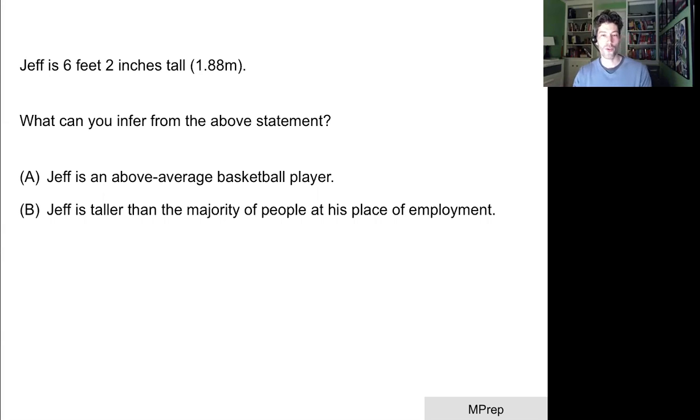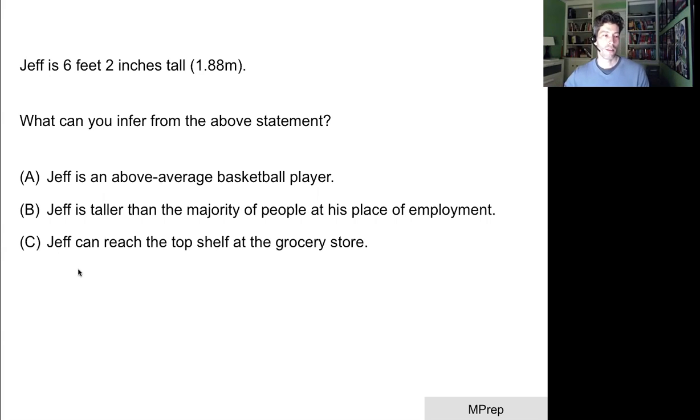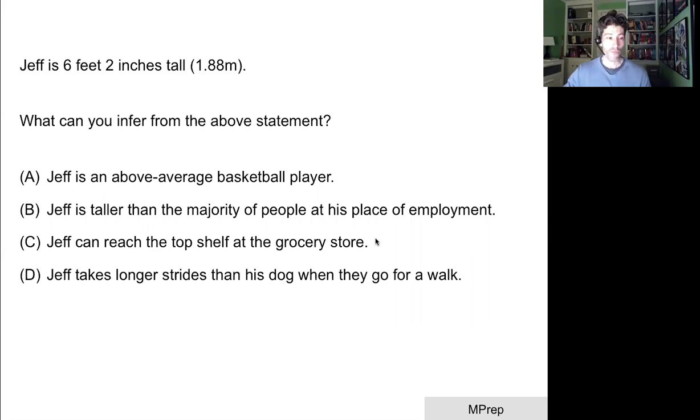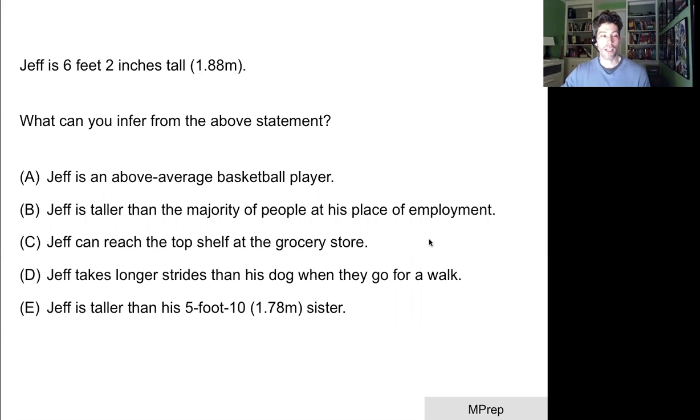And so let's continue this theme. Jeff can reach the top shelf at the grocery store. Hey, a lot of people expect me to do this when I go to the grocery store, but they might not know about the horrific badminton injury I suffered in the summer of 2011 or something like that, right? So again, you'd expect this to be true, but it doesn't have to be true. Jeff takes longer strides than his dog when they go for a walk. What if I like to take really tiny strides because I have low flexibility in my hips? Something like that. Doesn't have to be true. So A through D don't have to be true, which means E must be the answer.